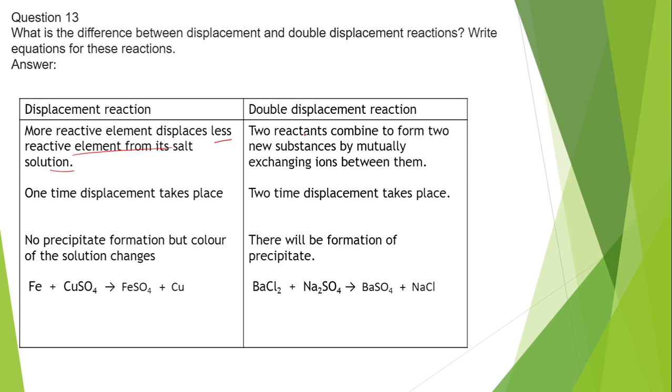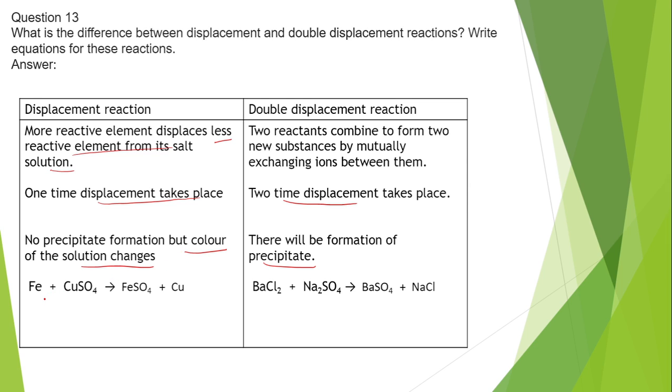Whereas in double displacement reaction, two reactants combine to form two new substances by mutually exchanging ions between them. So in a double displacement, two-time displacement takes place, whereas in displacement reaction, only one-time displacement takes place. That is why it is also called a single displacement reaction. In a double displacement reaction, we can see the formation of precipitate, whereas in single displacement reaction, there is no precipitate formation, but the color of the solution may change.